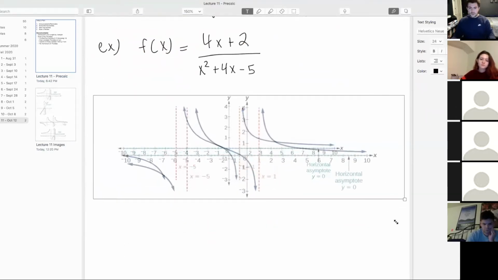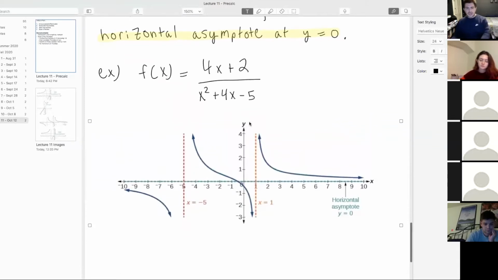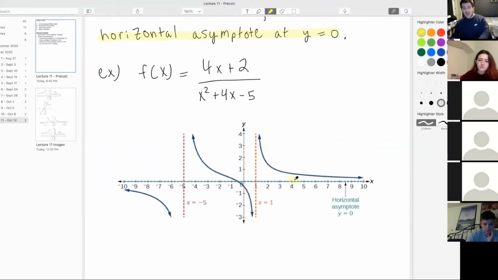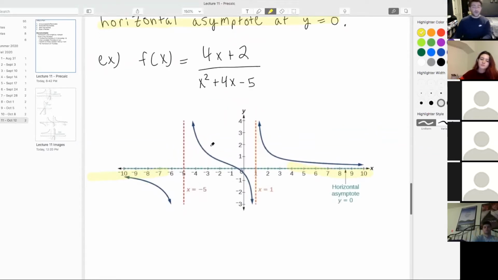Okay, so what we have graphed here, I'm fairly certain, is the function (4x + 2) divided by (x squared + 4x - 5). And you can see that we do have this horizontal asymptote at y equals 0. Someone brought up last class, can a graph cross an asymptote? Yeah, absolutely. Look, the graph is crossing the asymptote right here. So that is allowed.